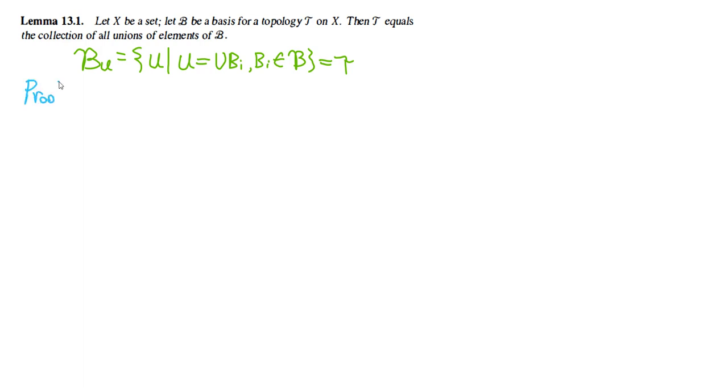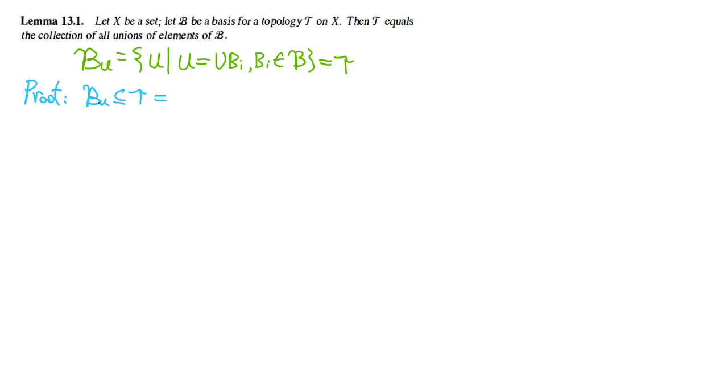Okay, now let's prove this lemma. This is a relationship between two collections, or two sets. In order to prove two sets are equal, one method is to prove that the two sides of the equal sign are subsets of each other. So we can prove BU is a subset of T, and then prove T is a subset of BU. Then we can say they are equal. First, let's prove this one. Why is BU a subset of T?